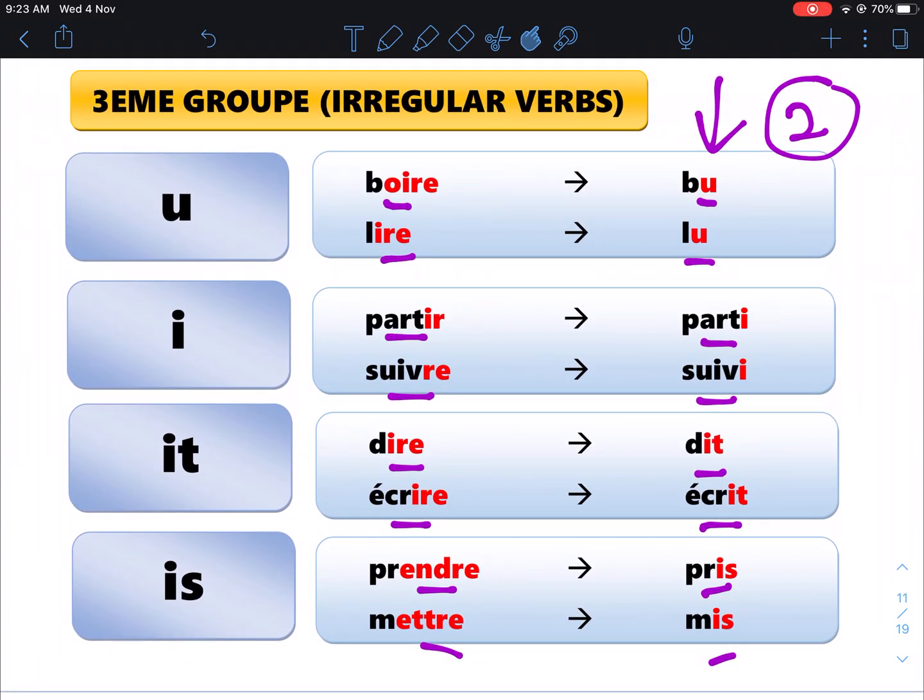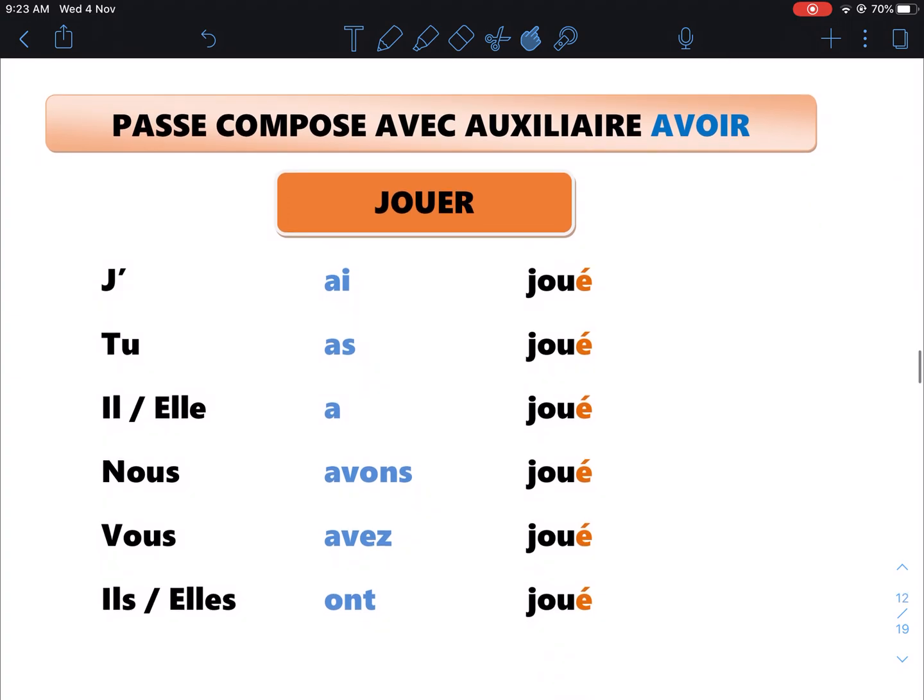Okay, so we have seen the first part and the second part, the first component and the second component. Alright. Now let's take a look at how these verbs are conjugated according to the rules which we have seen in this clip. Remember, we have passé composé with auxiliary avoir. One of the examples is the verb jouer here. Second, passé composé with auxiliary être, which we're going to see later.